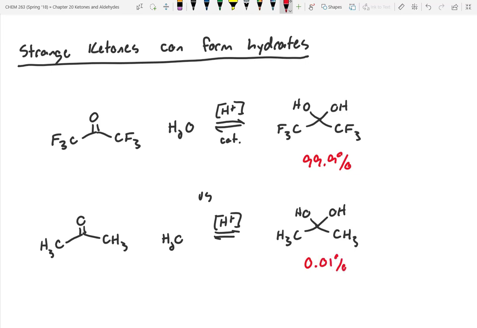Tiny, tiny amount. Why is that? Yeah, what do we call that when we've got electron withdrawing groups, not immediately attached, but attached further away? Anybody remember the term? Induction, absolutely. If you remember, induction is where you've got electron withdrawing groups kind of sucking electron density out of there. That means that this carbon is very electrophilic, due to induction.